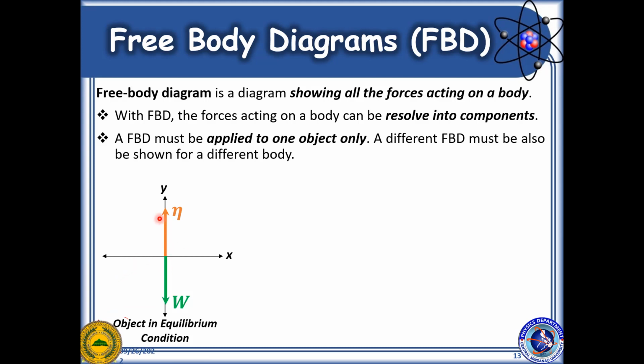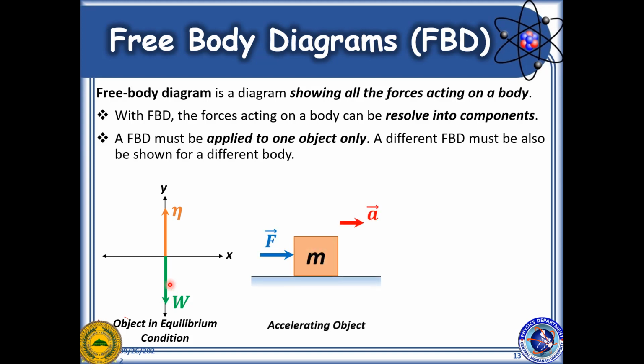This is the free body diagram of the box, the system, the box and table system. We have the normal force going upward, along the positive y-axis, and then we have the weight, or the gravitational force, going southward.